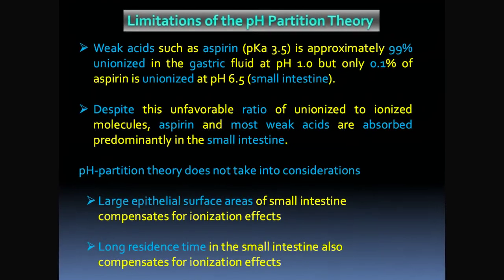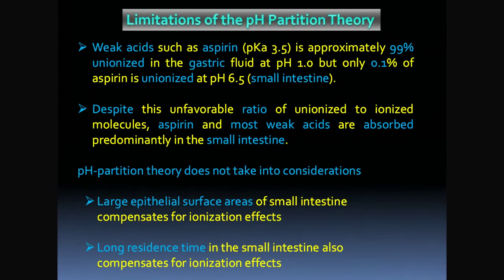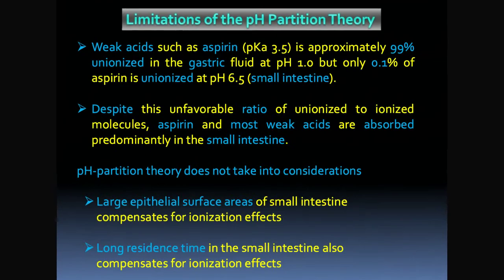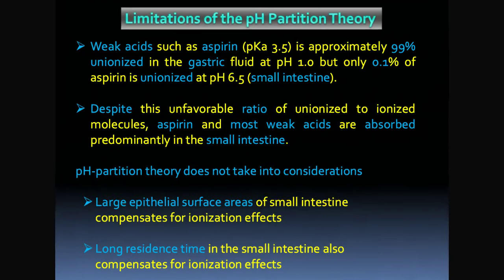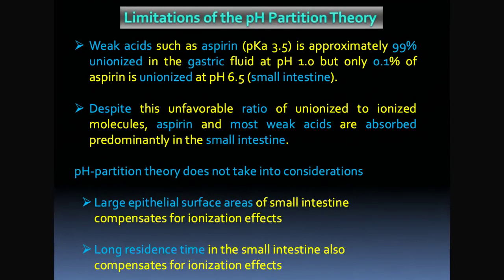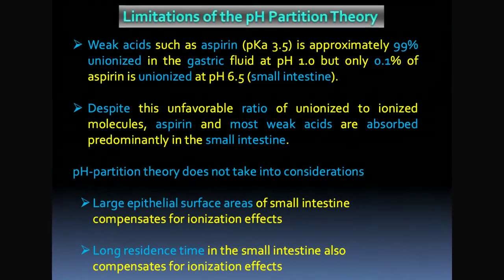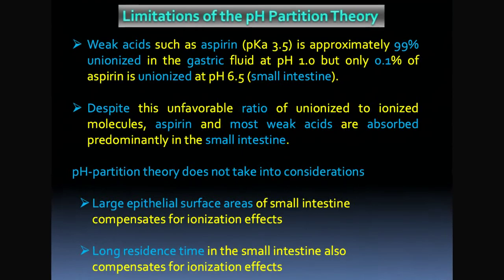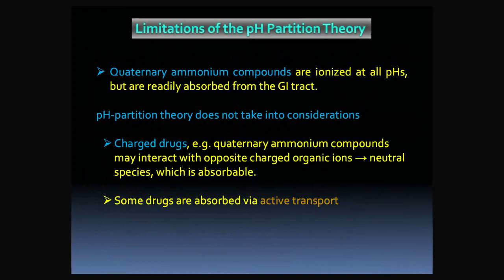The answer lies in two physiological compensators, the vast epithelial surface area and the extended residence time of the small intestine, which provides significantly higher total flux than the stomach environment. You must conclude that while chemical state is important, the physical architecture of the absorption site is the ultimate determinant of systemic uptake. Look at these critical exceptions where the pH partition theory fails to predict molecular behavior.